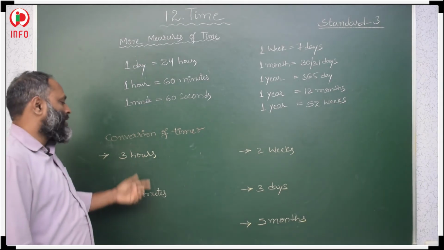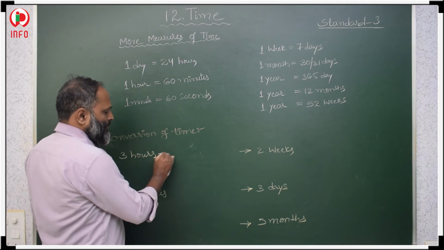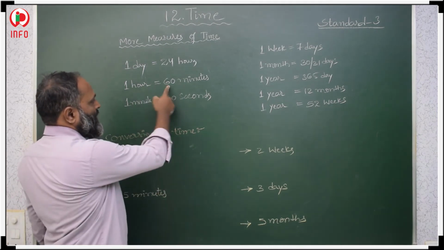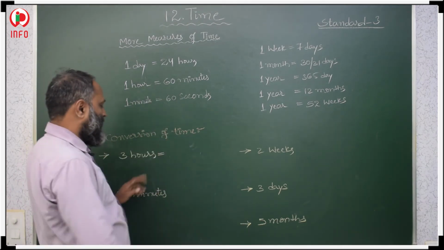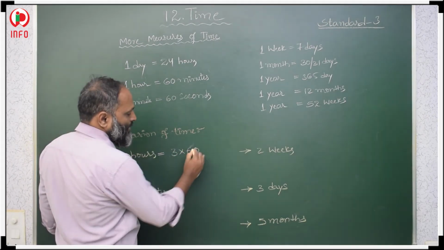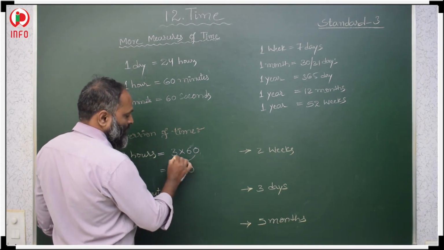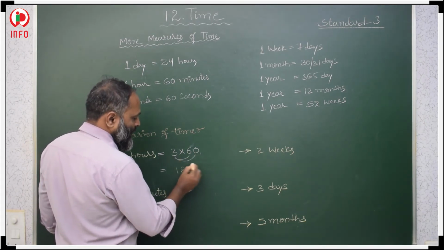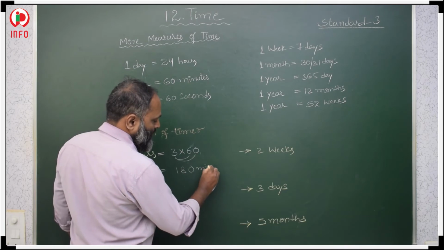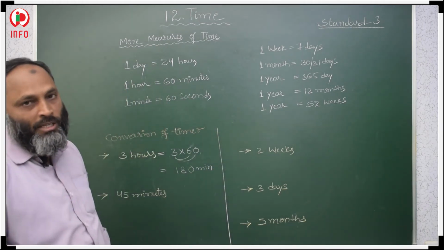First, 5 hours we have to convert into minutes. How to convert 5 hours into minutes? 1 hour is 60 minutes. So 3 hours means 3 into 60. So we have to multiply with 60. Then 3 zeros are 0, 3 sixes are 18, 180 minutes. So we have to multiply with 60, then you will get minutes.